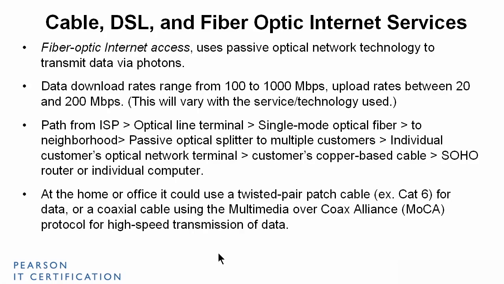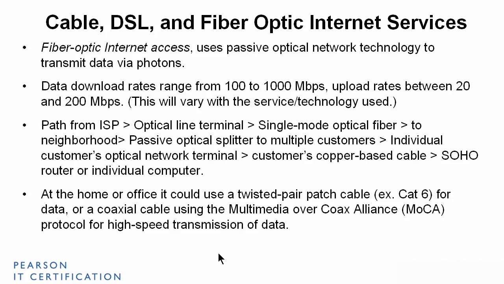So at the home or the office, this copper connection could use a twisted pair patch cable, for example, Cat6. That's very common. And then that'll go to your SOHO router or to your computer. Or it could use a coax cable using the MoCA protocol for high-speed transmission, because normally on coax, you can't really go that fast. But using special protocols, you can compress the data over coax and send the information very quickly. The twisted pair is going to be preferable because that works better with high-speed protocols than coax does.